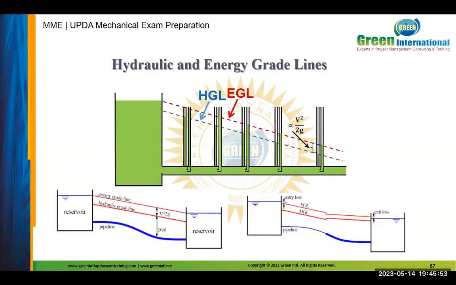Hydraulic and the energy grid line. What's the meaning here for the hydraulic and the energy grid line? Any point has energy. This is the total energy for the point. But due to movement of the flow, the energy is divided in two parts: a part related to the static, and a part related to the dynamic.